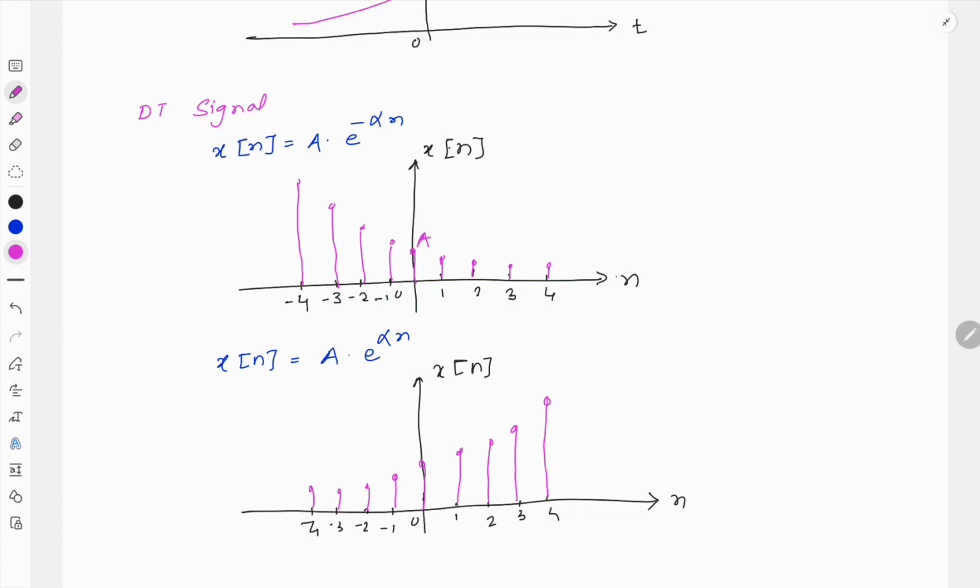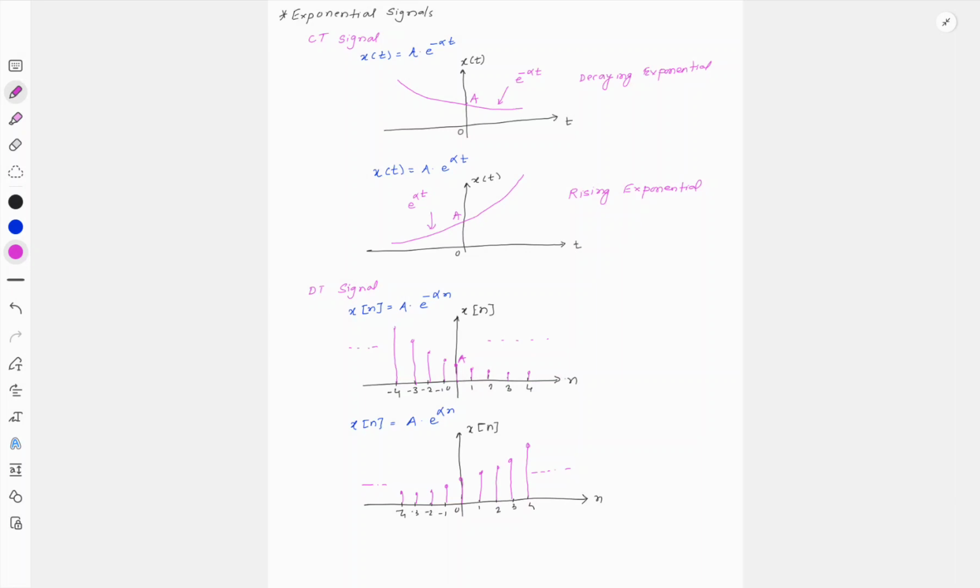So this will be your exponential, and remember this is approaching towards positive as well as negative, and same is the case for the first signal also. So these are the representation for exponential signal. So this is the entire CT and DT representation for exponential signal.